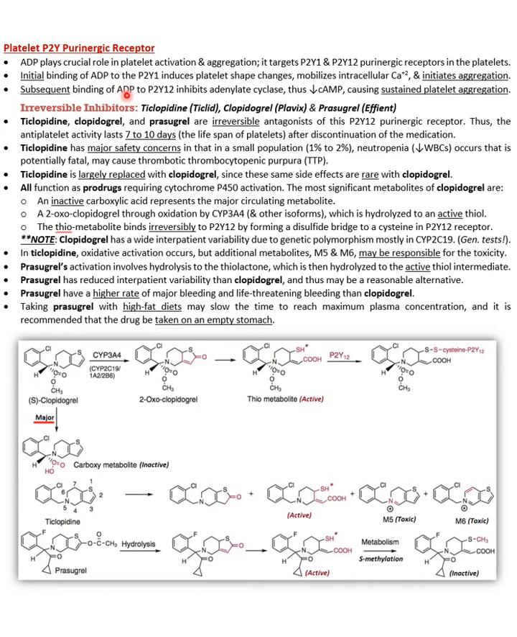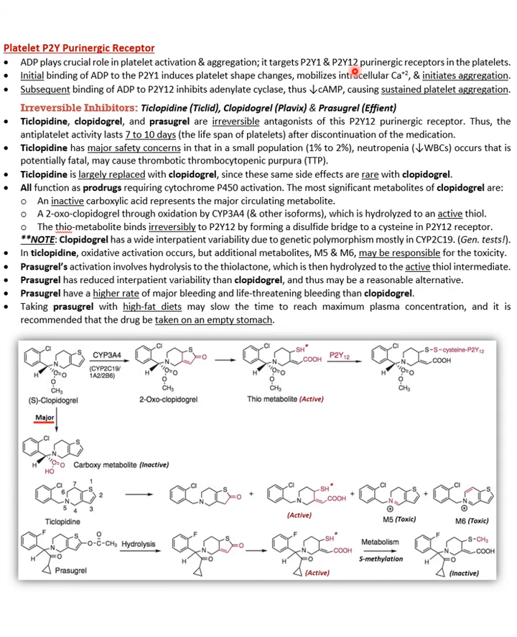In fact, the binding of ADP to P2Y12 inhibits the adenylate cyclase enzyme, and this enzyme is responsible for synthesizing the cyclic AMP. So if we inhibit this enzyme, then we're going to have less cyclic AMP, which was important for preventing platelet aggregation. So now we'll have continuous aggregation of the platelets. So we have initiation and we have sustaining of the platelet aggregation.